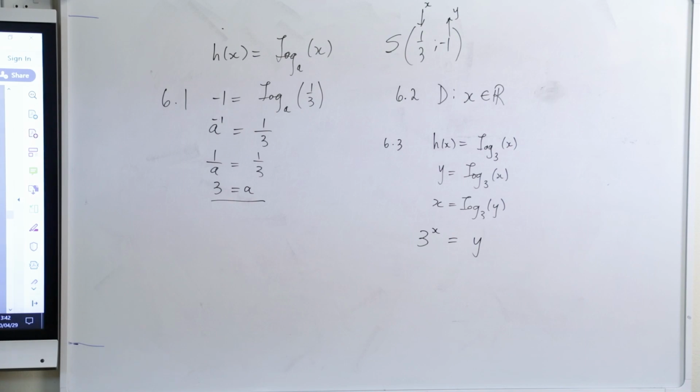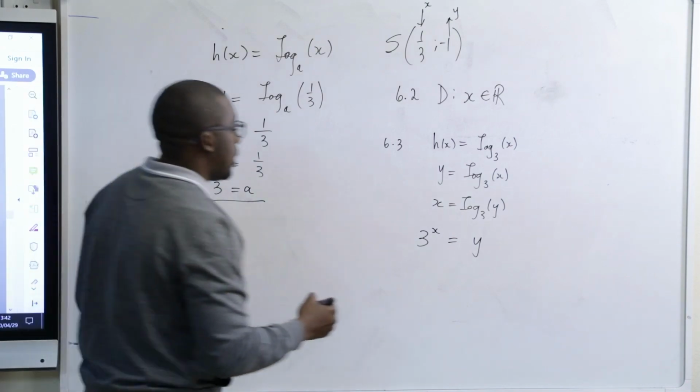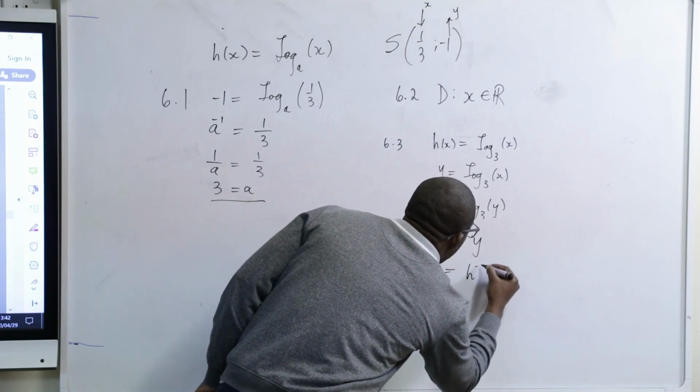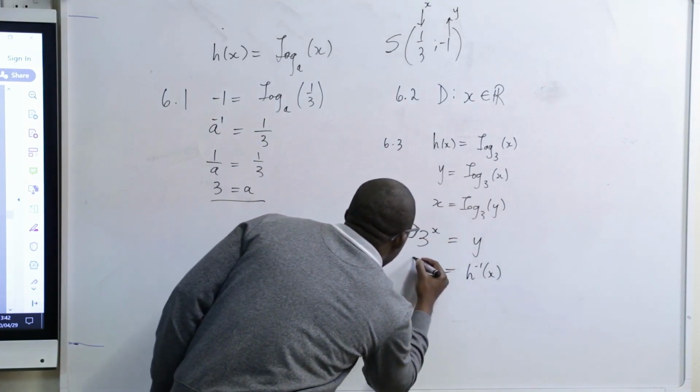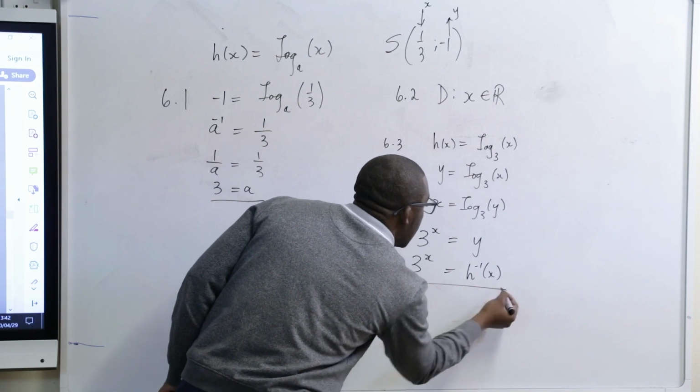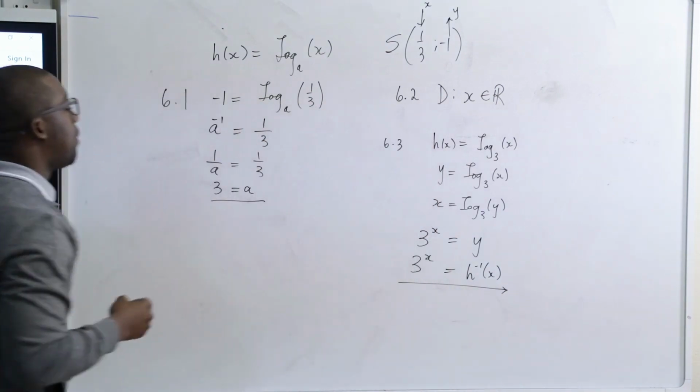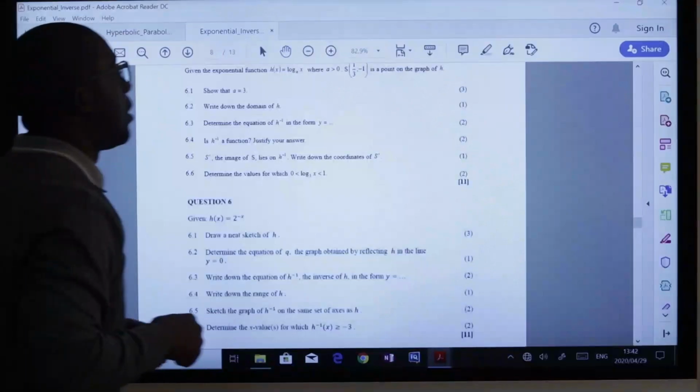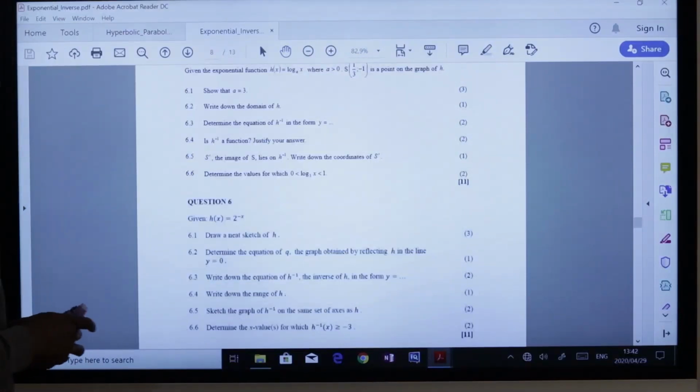But they don't need it in that format. They needed it in the format h to the minus 1. So this is h to the minus 1 of x is equals to 3 to the x. That is our inverse function.